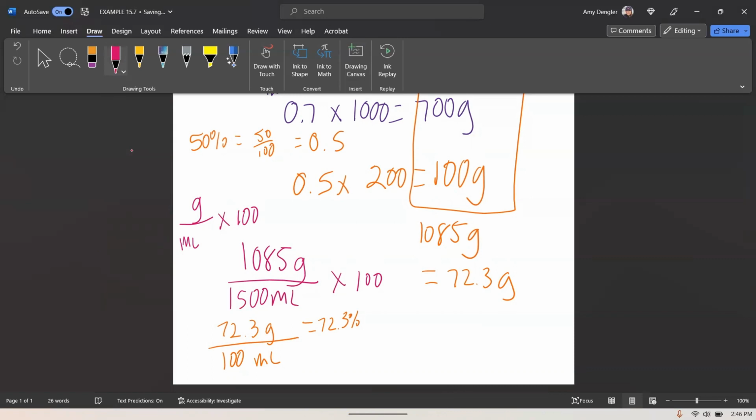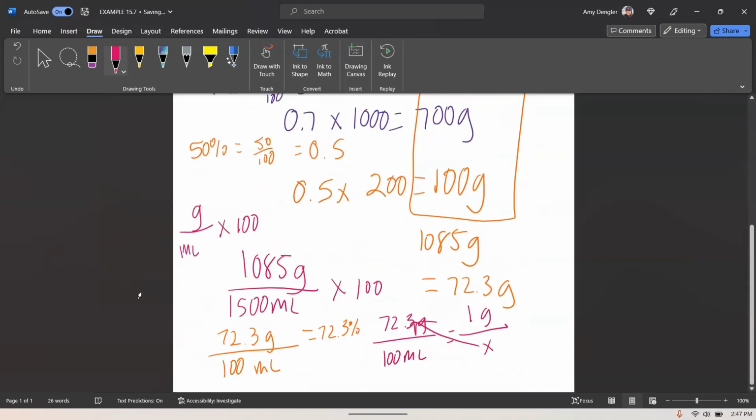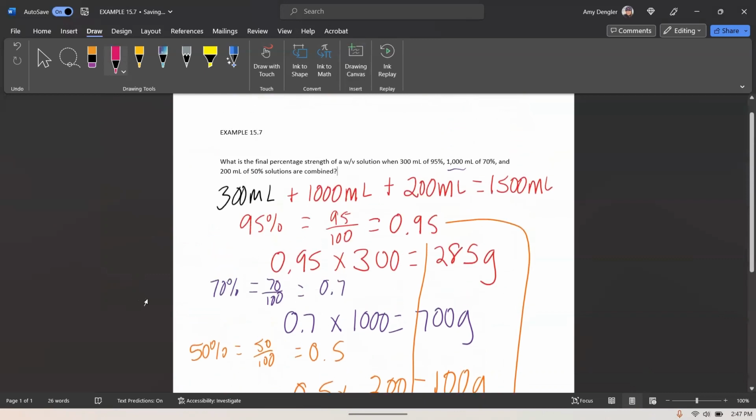So we would use that on one side of the proportion, the 72.3 grams over 100 ml. And then over here, we would do 1 gram over X. And then we would just do our math like normal for proportions. So you can figure that out in the answers in the book. But that is 15.7.